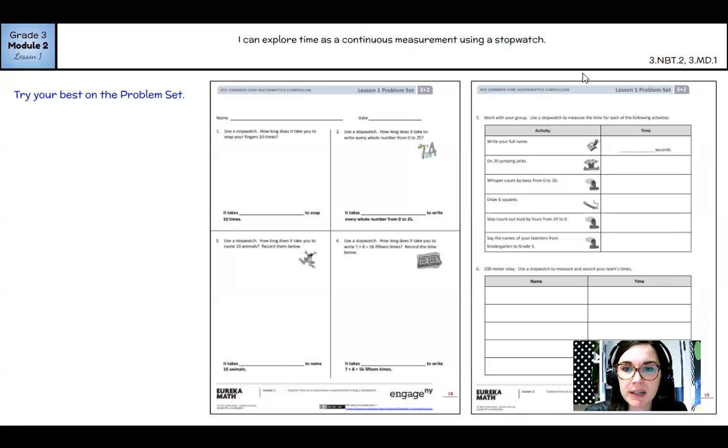Okay, go ahead, try your best on the problem set. You might need a partner for some of these things. If so, just use a sibling or a parent at home.